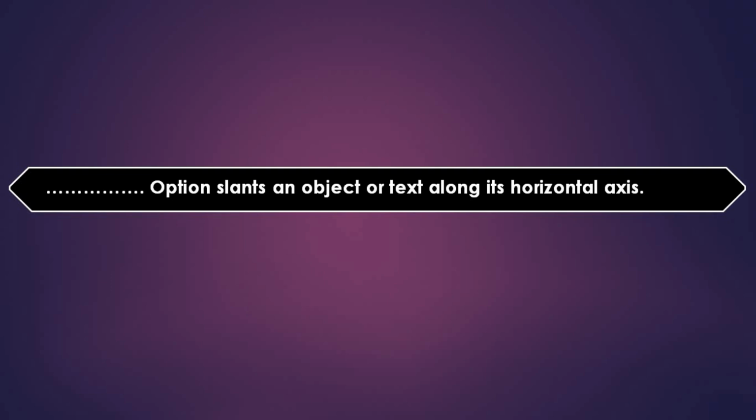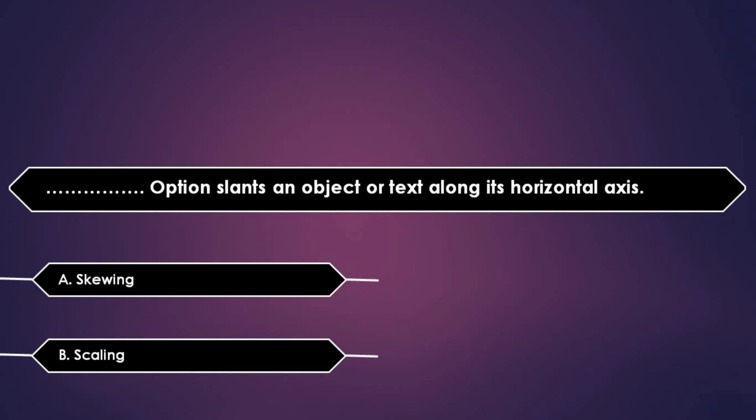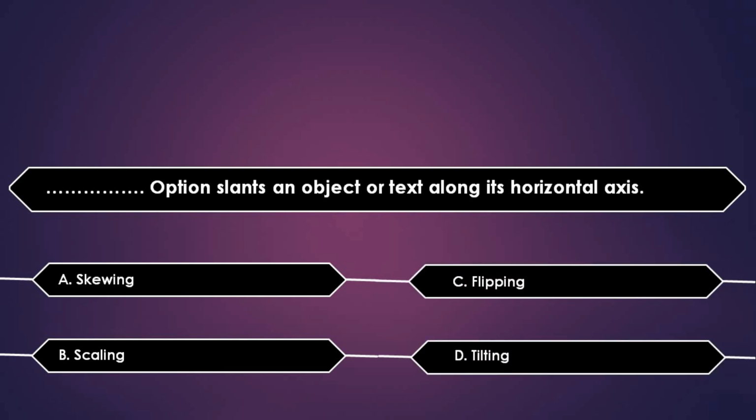Dash option slants an object or text along its horizontal axis. A. Skewing. B. Scaling. C. Flipping. D. Tilting. The right answer is skewing. Skewing option slants an object or text along its horizontal axis.